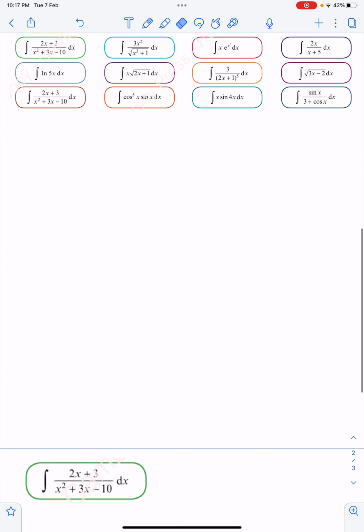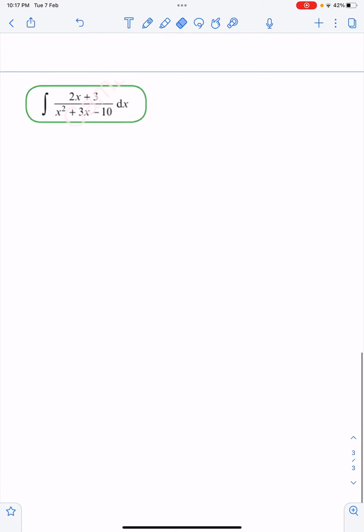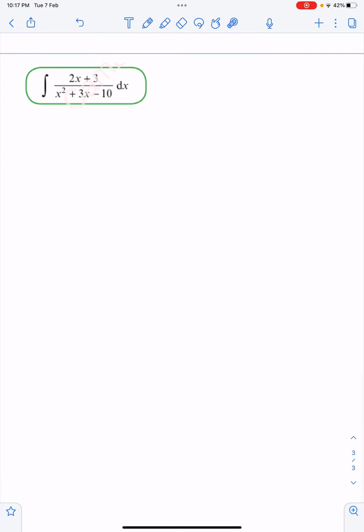Okay, starting with the first question, which is (2x + 3) upon (x squared + 3x - 10). If you notice, the derivative of the denominator is found in the numerator. The derivative of x squared + 3x - 10 is 2x + 3, so we can simply write ln|x squared + 3x - 10| + c as the answer to this.